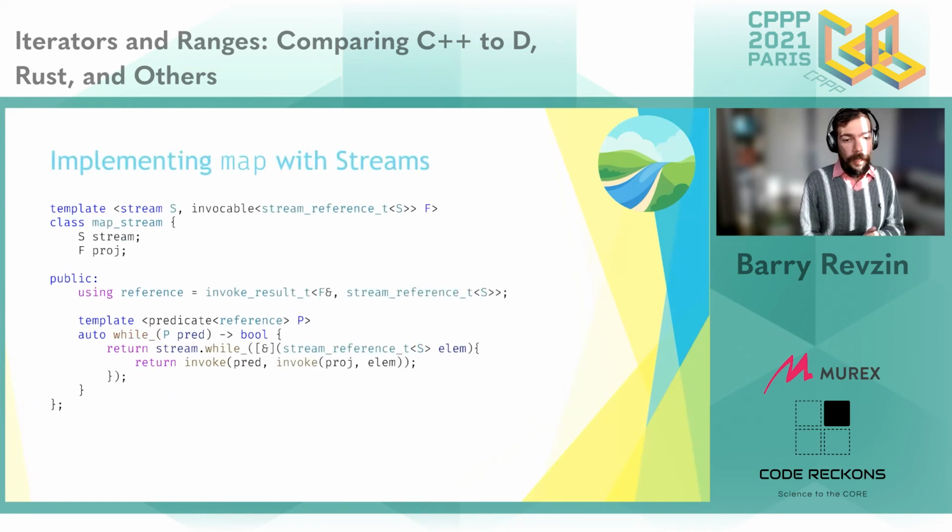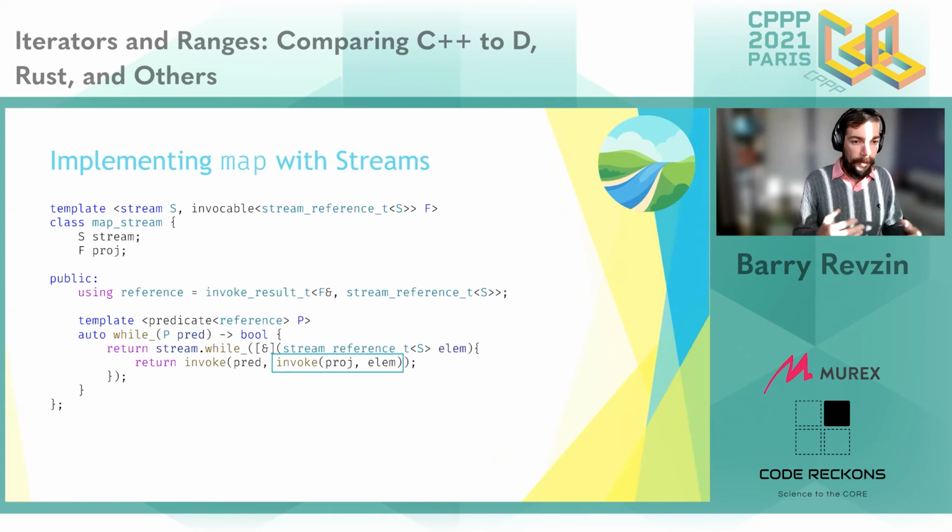So if we go through, again, the map and filter examples, the structure here is now very different than what we saw from C++, D, or Rust. We need to implement our map's while in terms of the underlying stream's while. So the underlying stream is pushing us all of these elements. And what we have to do is make sure that we invoke our projection on every element before we pass them up to the user's predicate. Otherwise, there's no actual additional logic that we have to do.